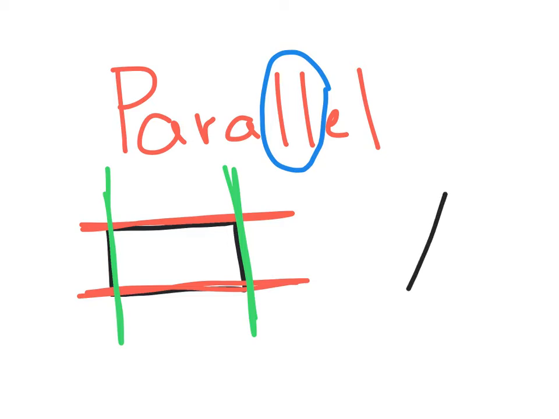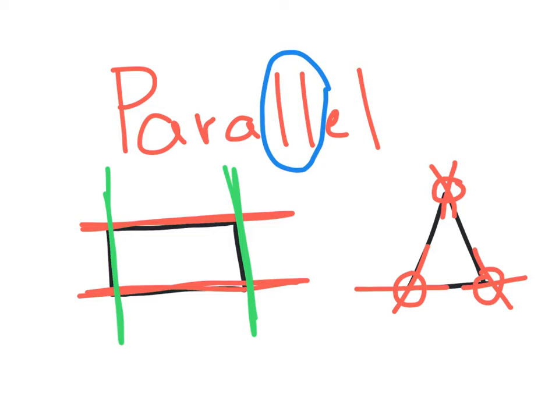Remember, a triangle has no pairs of parallel lines because eventually when you extend those lines, they intersect with each other. Right there. Those are not parallel lines. So that's just a quick review from yesterday.